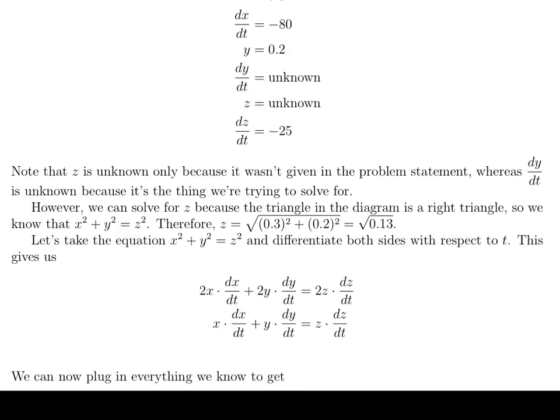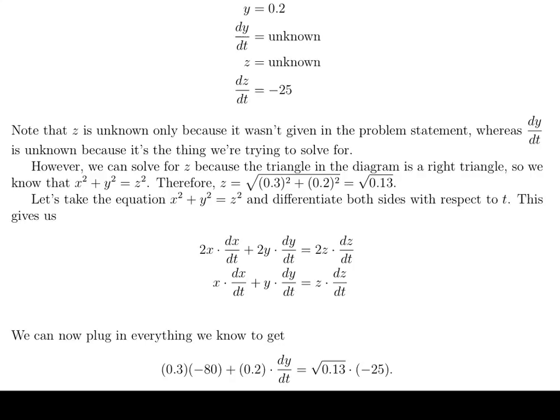Now let's plug in everything, at least the things that we know. We know x, we know dx/dt, we know y. We don't know dy/dt, that's our unknown quantity that we're going to solve for. We've now calculated z, and we know dz/dt. So actually we know everything except for one variable, which is dy/dt. That's good. That's the thing we're trying to solve for.